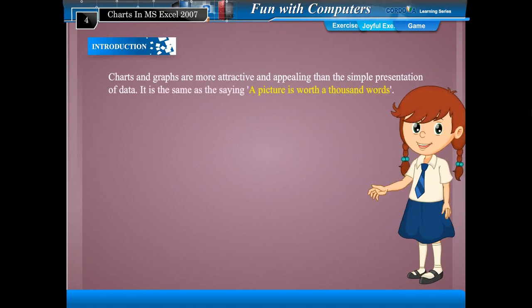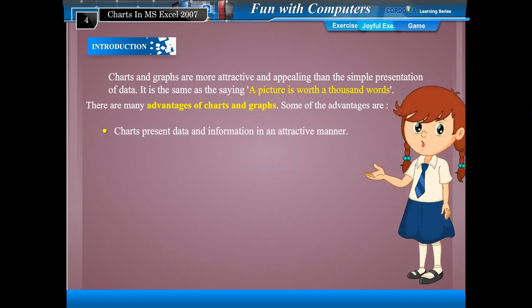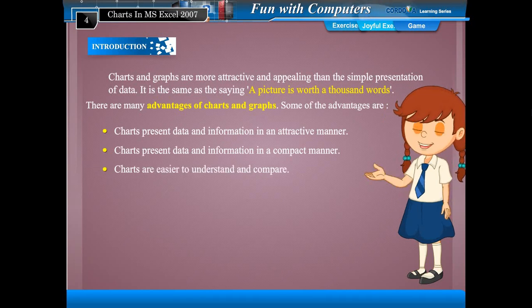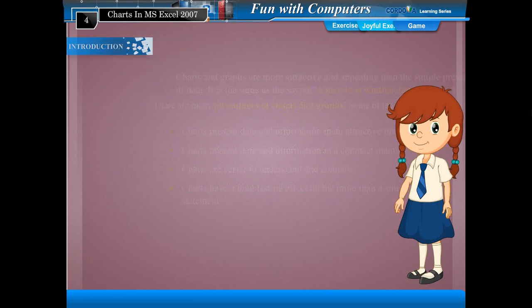Charts and graphs are more attractive and appealing than the simple presentation of data. It is the same as the saying, a picture is worth 1,000 words. There are many advantages of charts and graphs. Some of the advantages are: charts present data and information in an attractive manner. Charts present data and information in a compact manner. Charts are easier to understand and compare. Charts have a longer-lasting effect on the mind than a simple data statement.